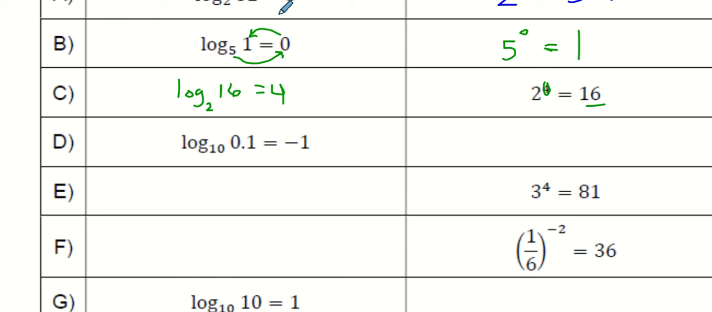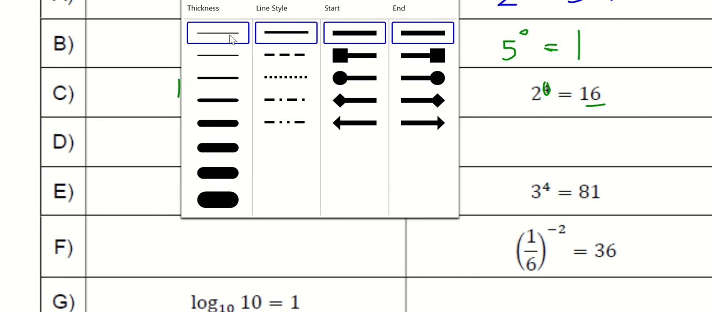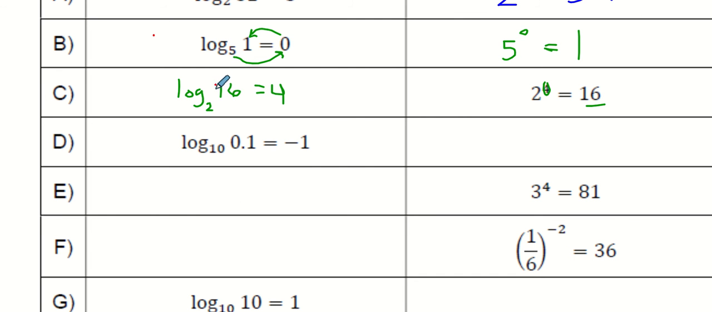I will use this terminology every now and then: in a log, this spot right here is called the argument. So we would say the argument is 16. So 2 to what power gives me 16? 4. That's what that's asking. Again, a log is like a question.